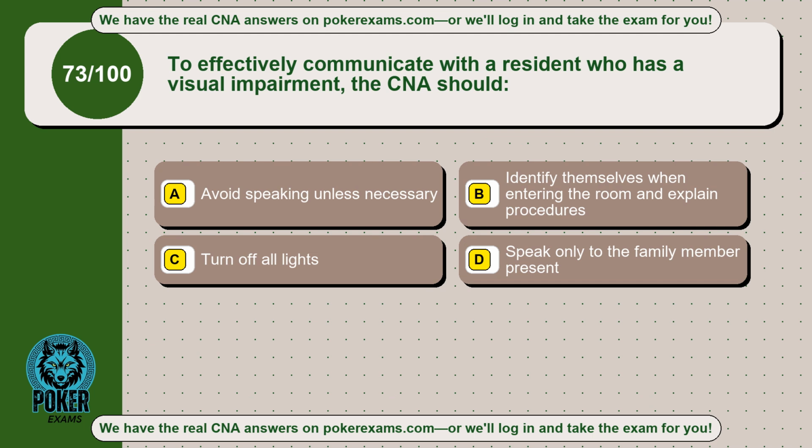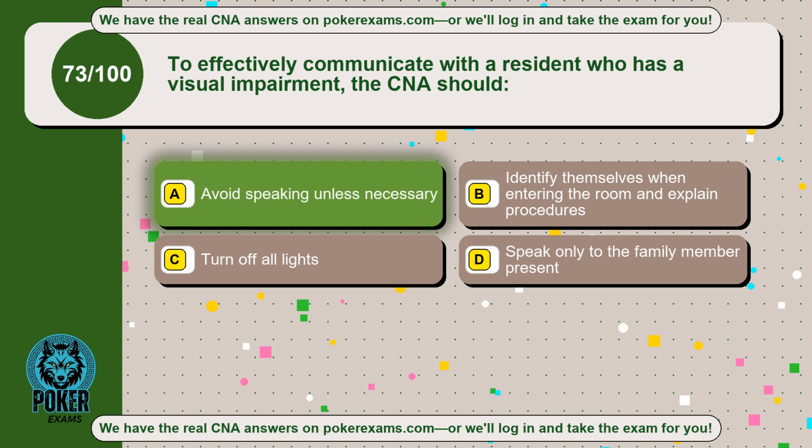Question 73. To effectively communicate with a resident who has a visual impairment, the CNA should: Option A, avoid speaking unless necessary. Option B, identify themselves when entering the room and explain procedures. Option C, turn off all lights. Option D, speak only to the family member present.